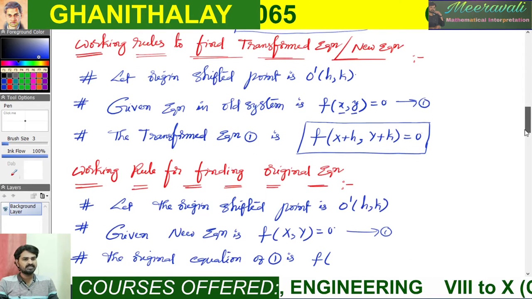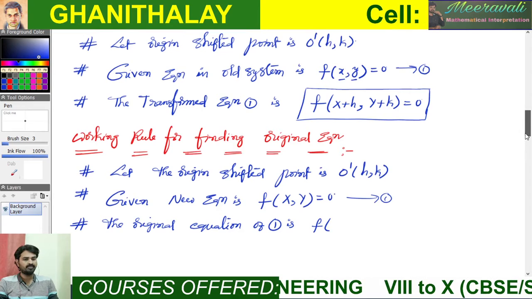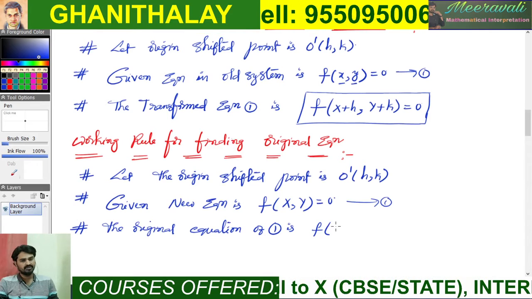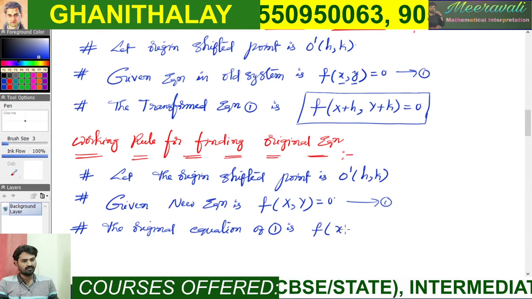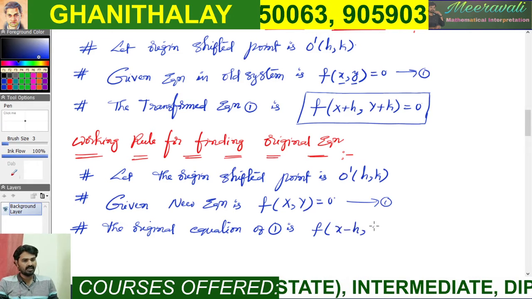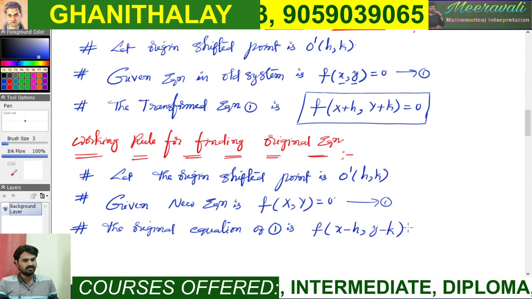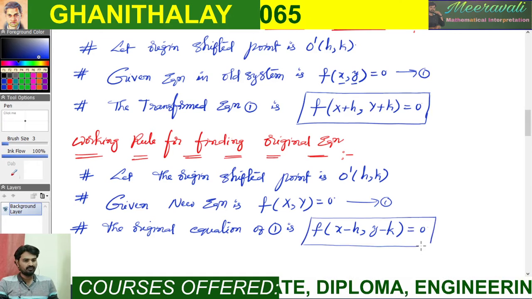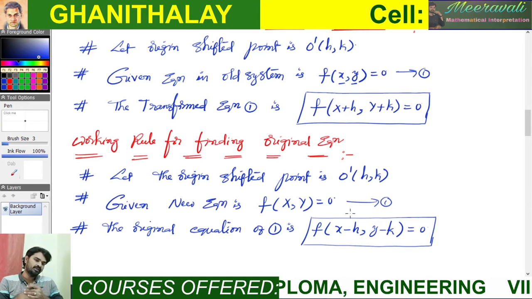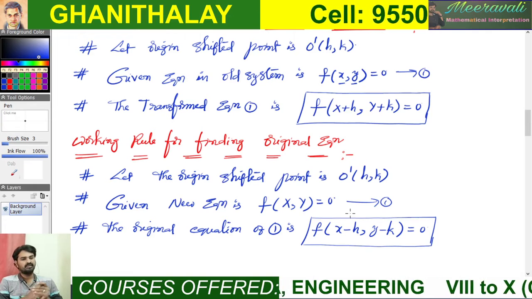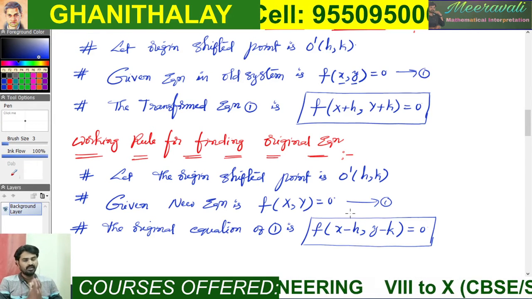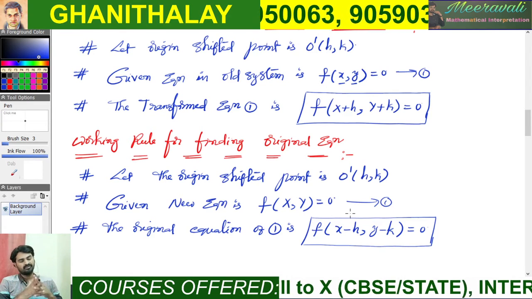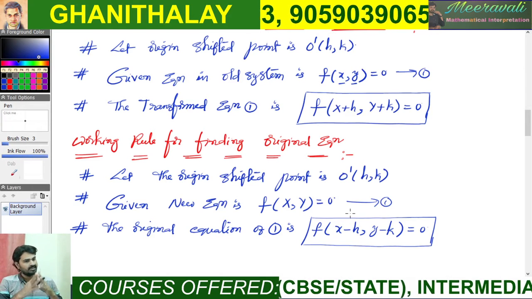That means the original system equation's answer will be obtained in the small x and small y values. So capital X can be converted into small x when capital X has the formula small x minus h, and capital Y has the formula small y minus k. This is the formula you should remember when the new system equation is given and you have to find the original equation. First of all, remember the origin shifted point, in both original equation and new equation finding. The origin shifted point can be taken as h comma k.